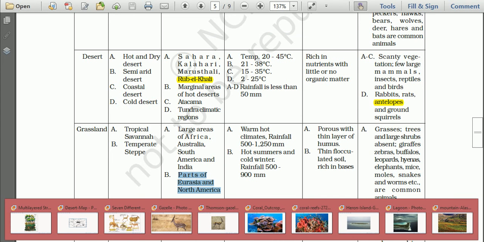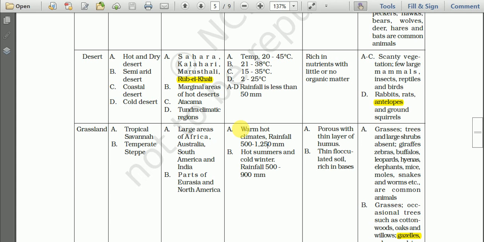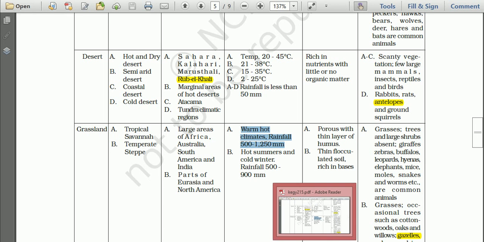Let us continue. We just have to see this map, and we have to continue. For the rainfall conditions in tropical savanna, that is tropical grassland, the grasses are very tall and hard, also not suitable for grazing. Here the condition is a warm hot climate, then rainfall 500 to 1250 millimeters. Large areas of Africa, Australia and South America. This is tropical savanna.